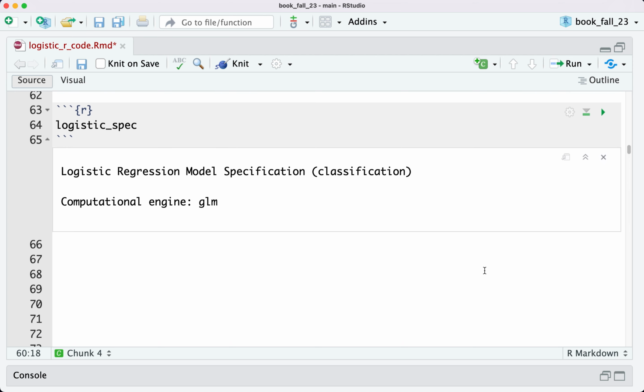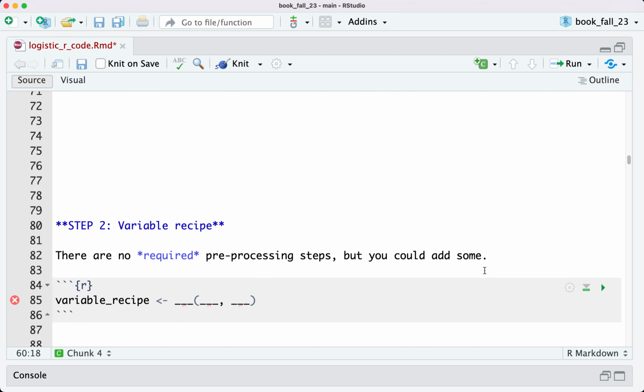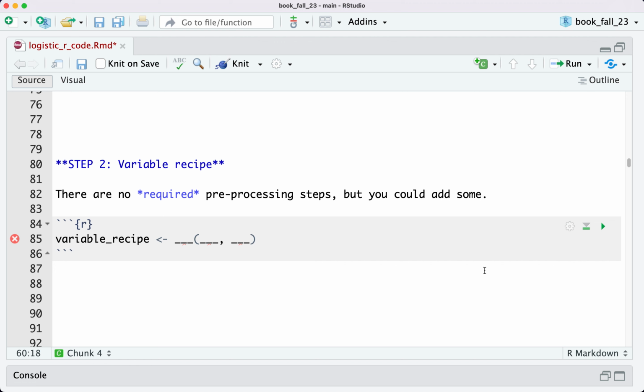All right, so in our second step, now that we've built our model, we can specify our variable recipe. Now in logistic regression, we do not have to do any pre-processing steps. Mainly, we do not have to standardize or normalize quantitative predictors, and we do need to use dummy variables for our categorical predictors, but this is done automatically in the background by the GLM function. So in most cases, our variable recipe will be very simple.